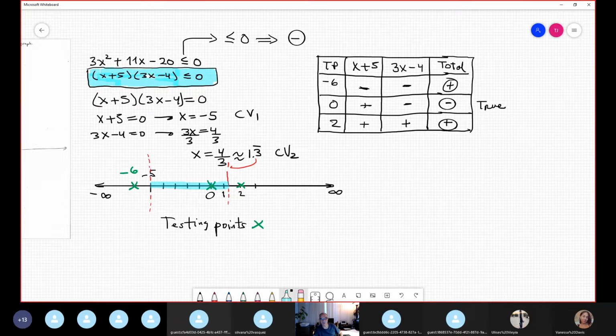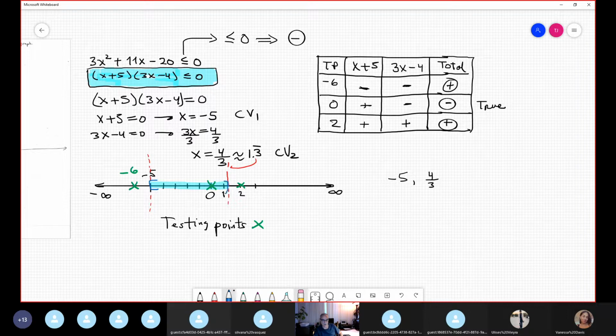The rest is false. Now my answer is from negative infinity. From negative infinity, then the answer in interval notation is negative infinity, comma, 4/3, decimal or fraction, either way, the way you prefer, but include both endpoints. So the symbolic way to indicate that is bracket.